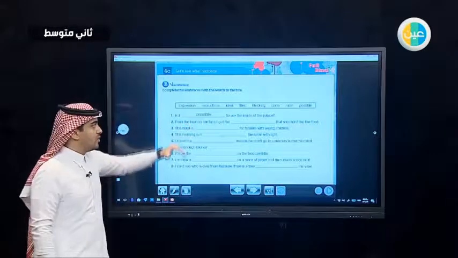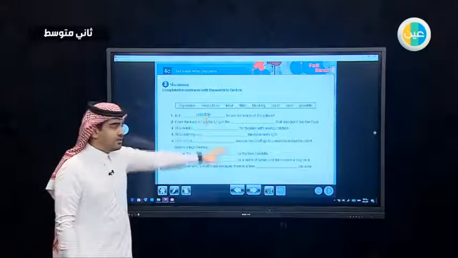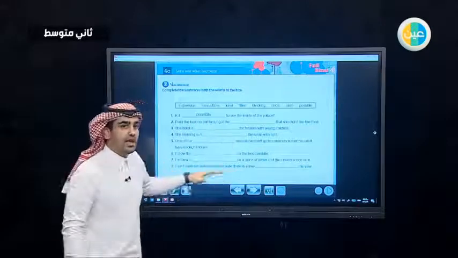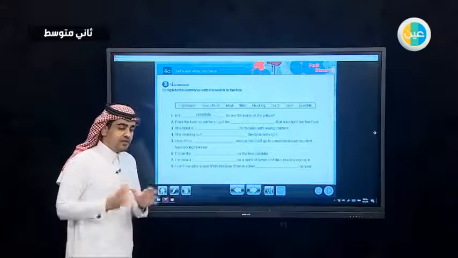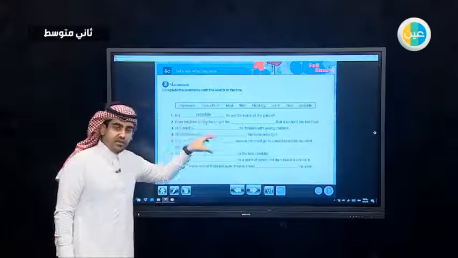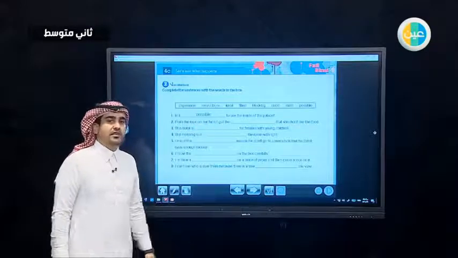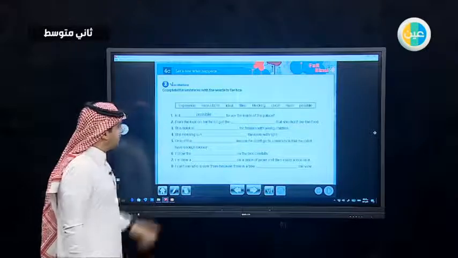Okay, so you need to do the rest on your own. Find a dictionary or use Google to find the meaning of the words. Try to find the meaning in English with examples so you can understand or guess the meaning from the context. Then complete the sentences. Let's take number 2, for example.